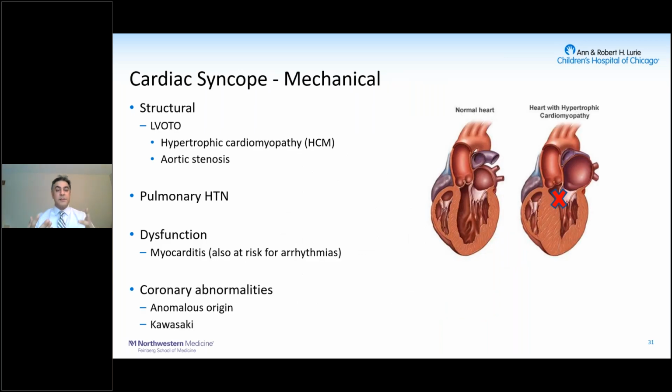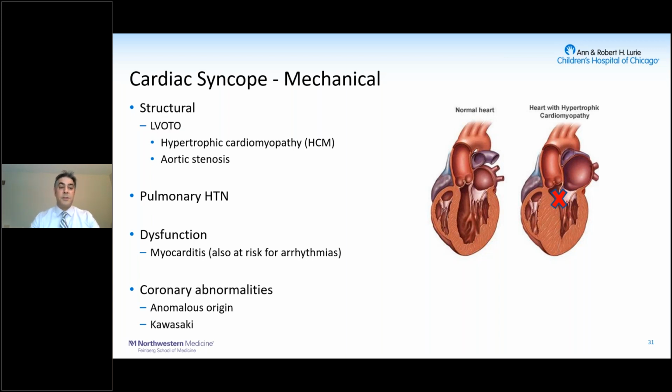So the cardiac causes, what do we have to worry about? When it's a cardiac cause, the mechanism is going to be low cardiac output, not enough blood being pumped to your brain. Mechanical is one way, where there's just physically not enough blood going out of the heart. So structural, where there's an obstruction on the left side; the most common ones are hypertrophic cardiomyopathy and aortic stenosis. And we'll come back to all these specifically.